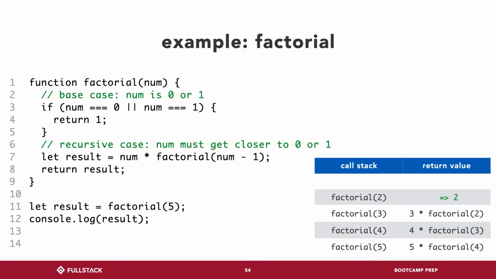And we remember that factorial 3 is actually equal to 3 times factorial 2. But we just finished running factorial of 2, and we know that it returns 2. So factorial of 3 will be equal to 3 times 2. And then factorial of 3 is equal to 6. So factorial of 3 stops running, and we can just remove it from the call stack.